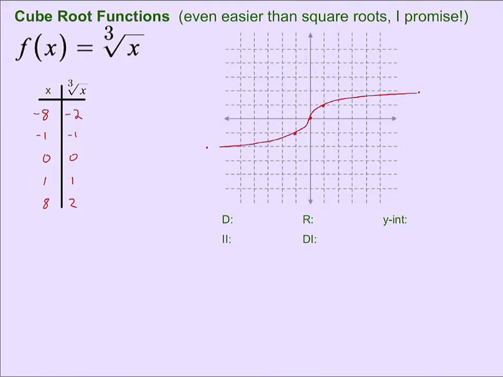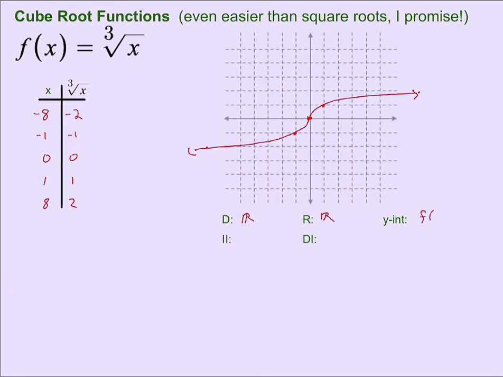The key to the graph, though, is that it gets incredibly steep right in the middle, right on that origin, but then it gets very flat very quickly. It's almost like a flattened out S or something like that. And that's a cube root. Because there was no issue with negatives here, our domain is simple. It's all real numbers, because you can take the cube root of anything. And you can get anything to be the cube root, because you can get negative numbers now.